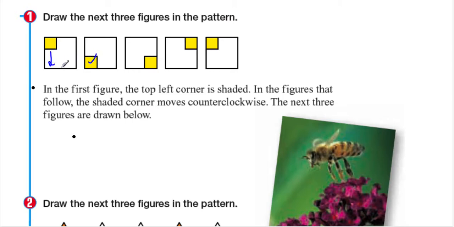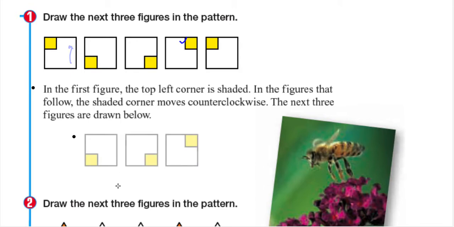That's how you get that green. Then it moves to the right. That's why you get this. And it moves on top. That's why you get this pattern right here. And so on and so forth. So the next 3 figures, if you follow the same pattern, will look like this.